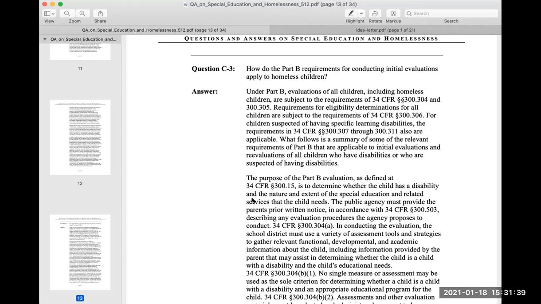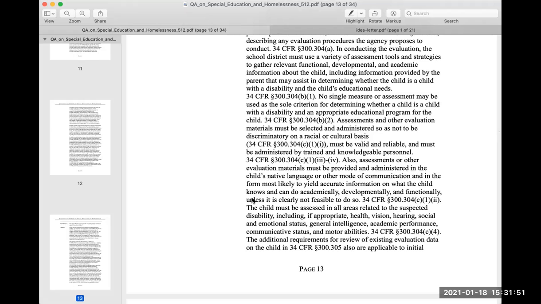34 CFR paragraph 300.304(a). In conducting the evaluation, the school district must use a variety of assessment tools and strategies to gather relevant functional, developmental, and academic information about the child, including information provided by the parent that may assist in determining whether the child is a child with a disability and the child's educational needs. 34 CFR paragraph 300.304(b)(1). No single measure or assessment may be used as the sole criterion for determining whether a child is a child with a disability and an appropriate educational program for the child.